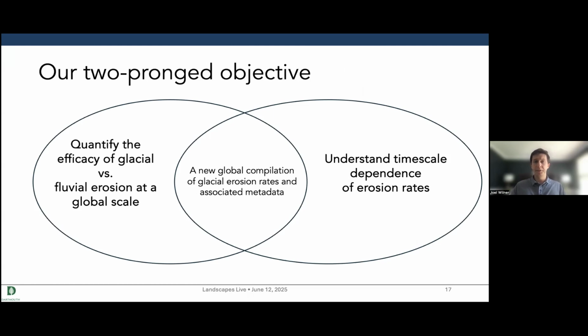So we have this really two-pronged objective in this work here. We want to really quantify the relative efficacy of glacial versus fluvial erosion at a truly global scale, while also understanding the timescale dependence of erosion rates. And in doing so, we create this new global compilation of glacial erosion rates and associated metadata, such as measurement methodology, basin area that you're measuring over, measurement time span.